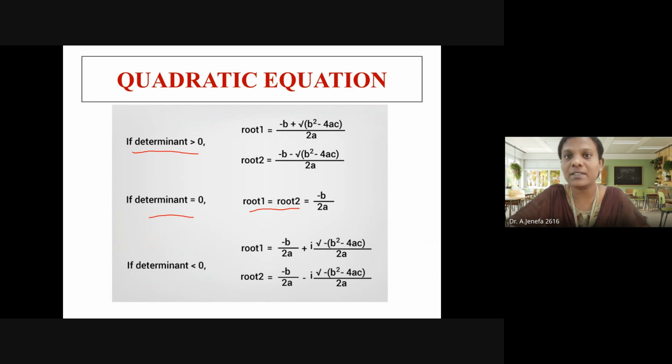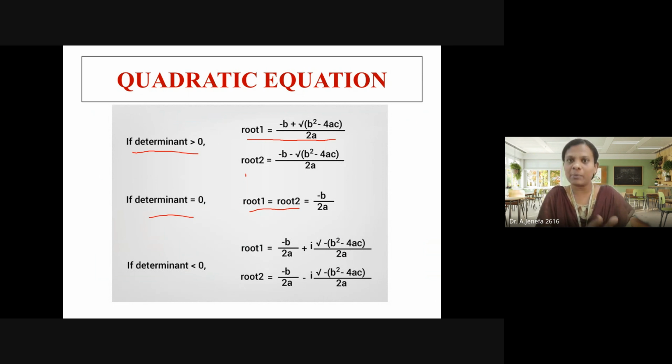If the determinant value is greater than 0, root 1 equals minus b plus square root of b square minus 4ac, by 2a. And how do we calculate the second root? Root 2 equals minus b minus square root of b square minus 4ac, by 2a. This is how we calculate root 1 and root 2 if the determinant value is greater than 0.